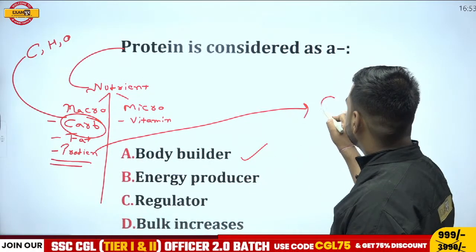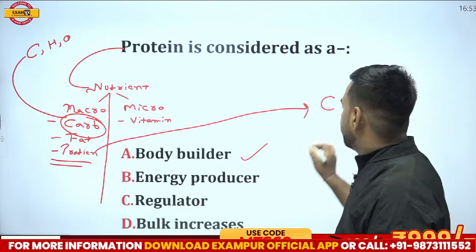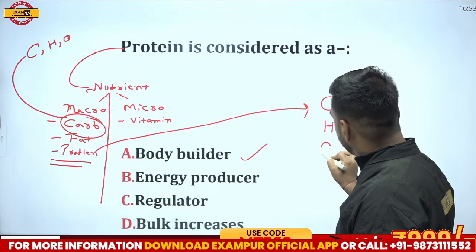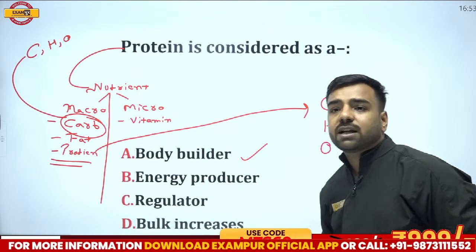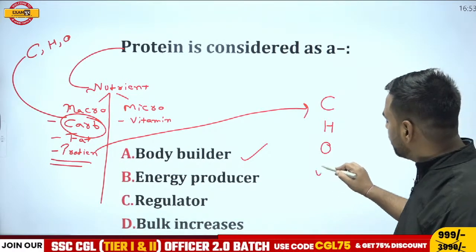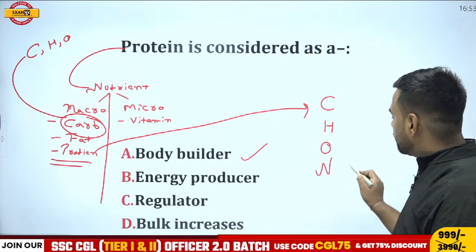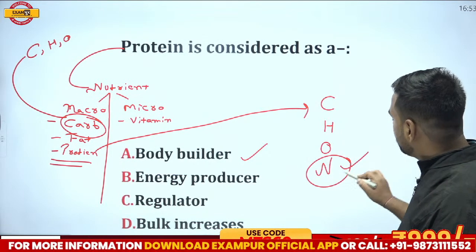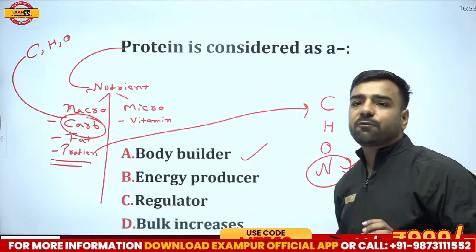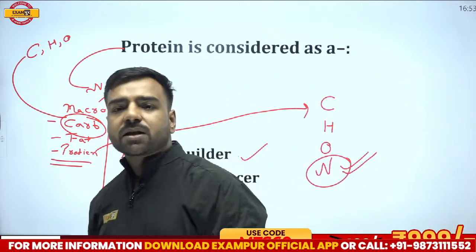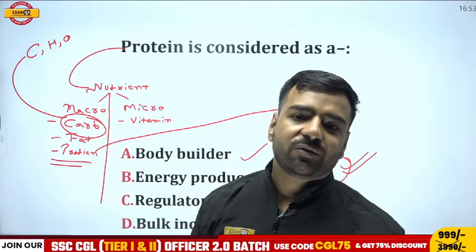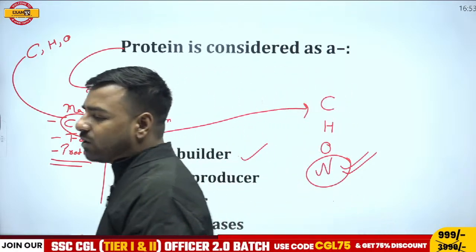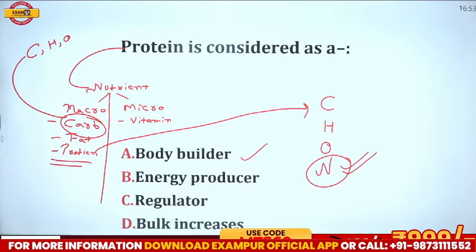Obviously it is made up of carbon, hydrogen, and oxygen. But the most important thing is it is also made up of nitrogen. So this is asked in the examination. Protein is the one where nitrogen is also there. Now from where will you get this protein? From the word bodybuilder itself, we know, when we talk about gyms and all, that we are talking about the bodybuilding part.